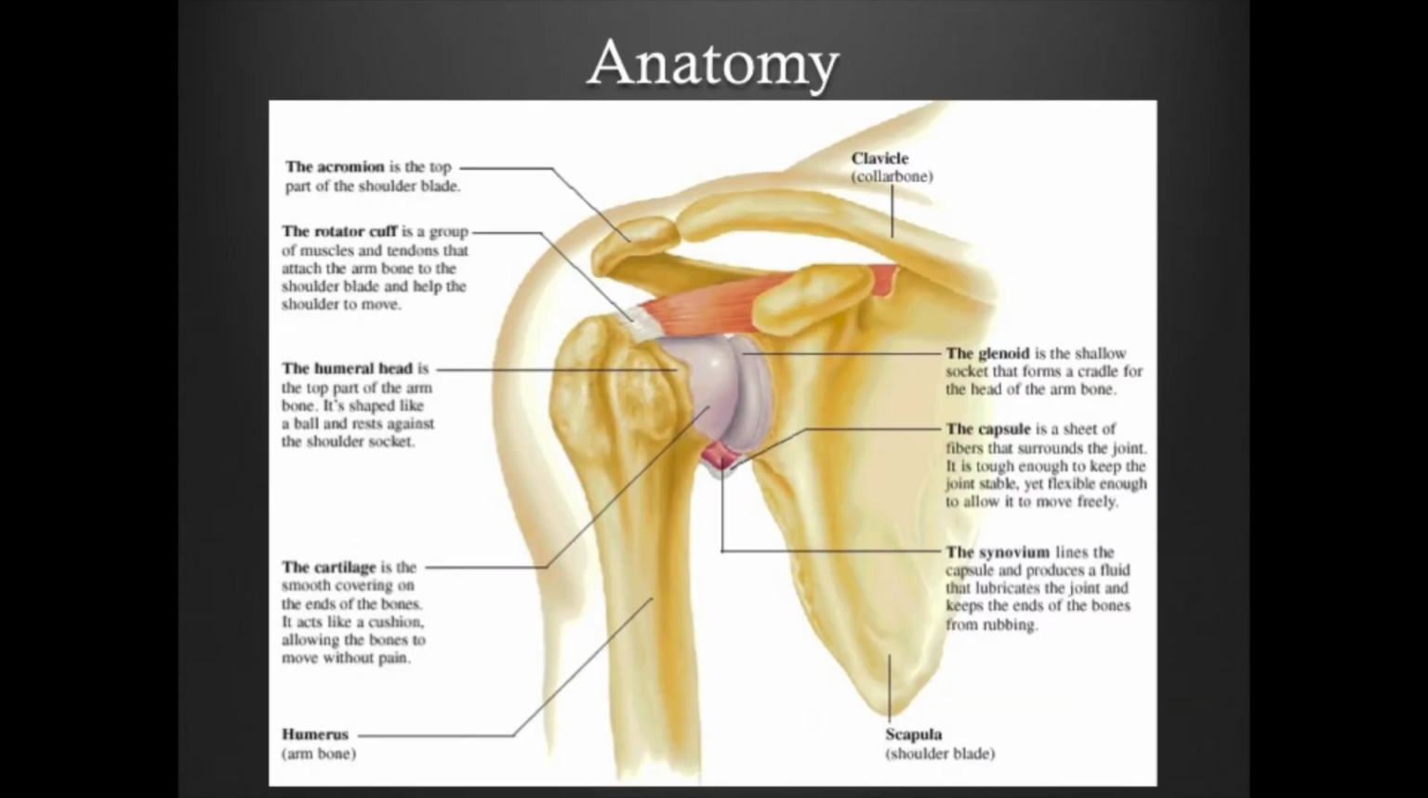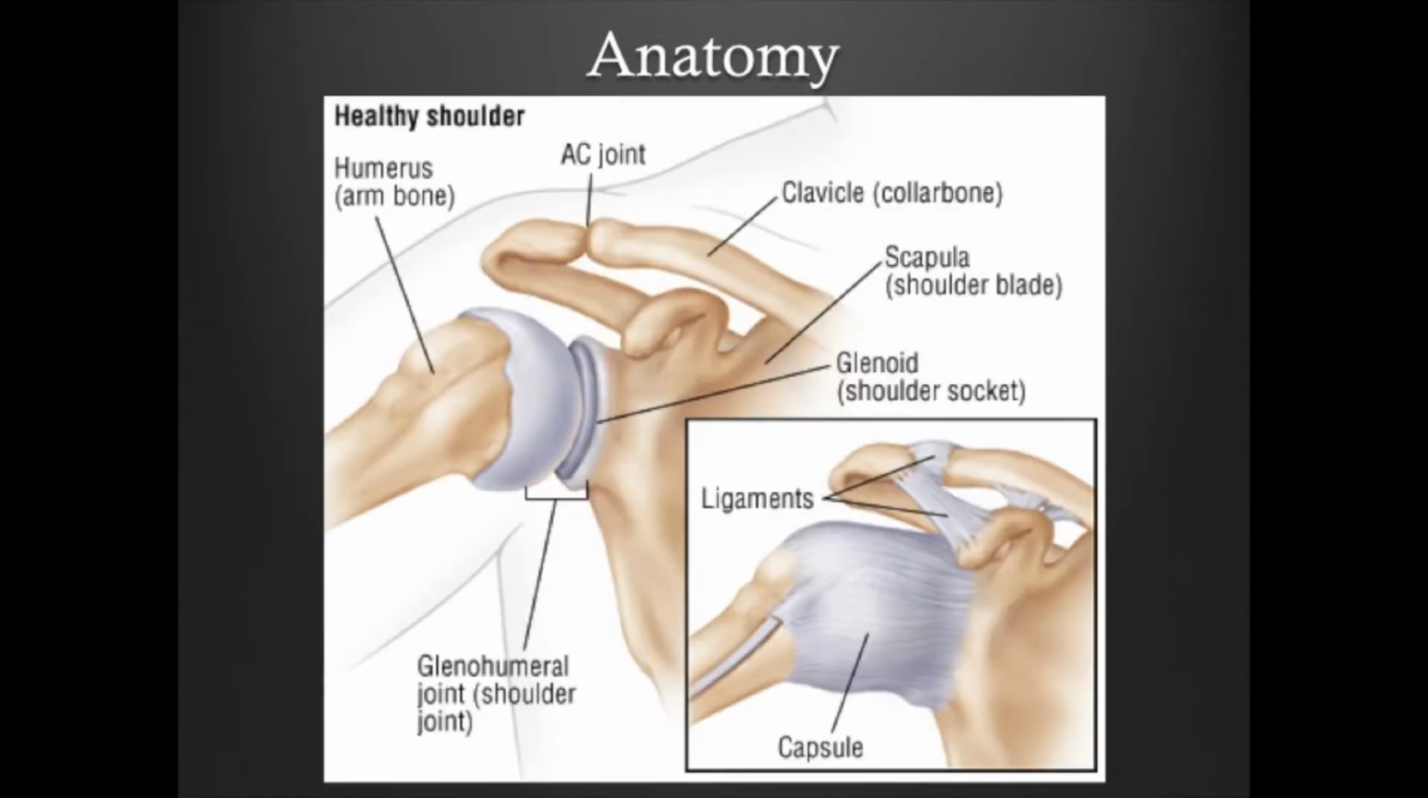The anatomy of the shoulder is complex. It's a ball and socket joint. The joint is surrounded by the rotator cuff muscles. The ball is composed of the humeral head. The socket is like a golf tee and is called the glenoid. Together, these are surrounded by a fibrous joint capsule.